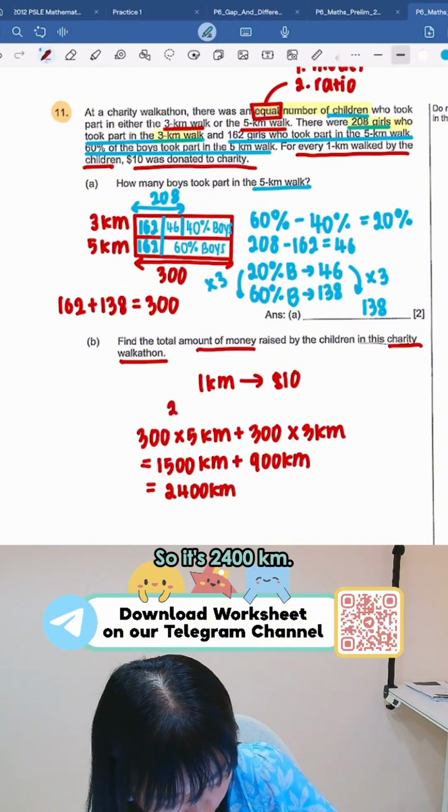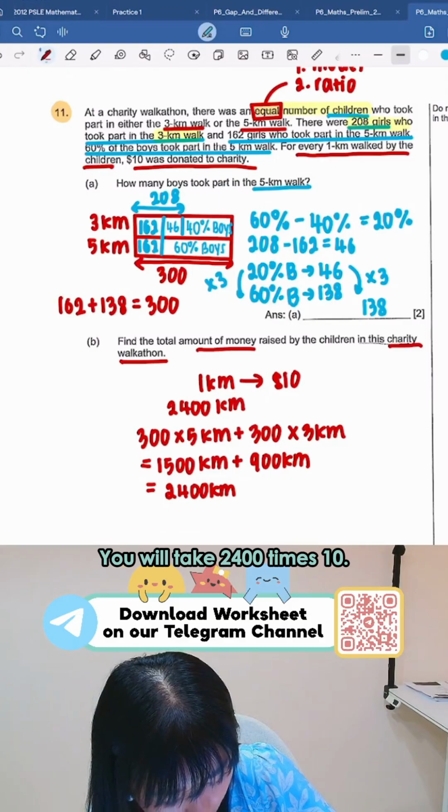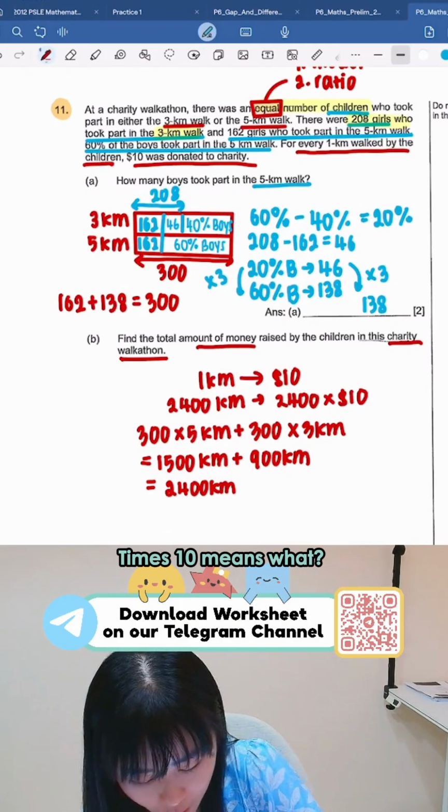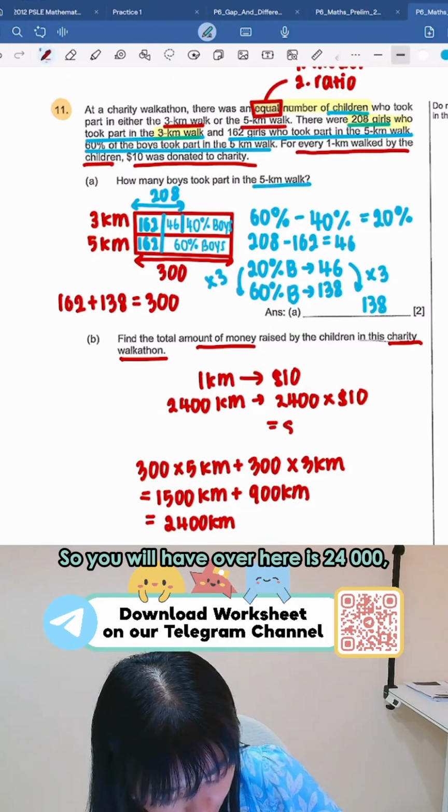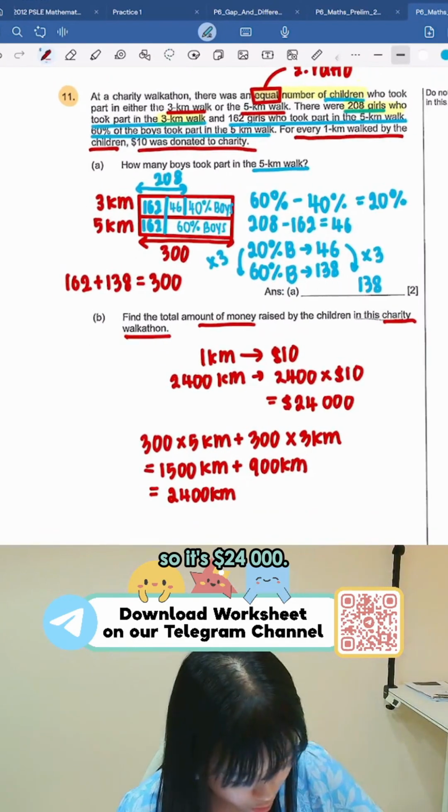So it's 2400 km. You will take 2400, you times 10. Times 10 means just add one more zero behind. So you will have 24000, so it's $24,000.